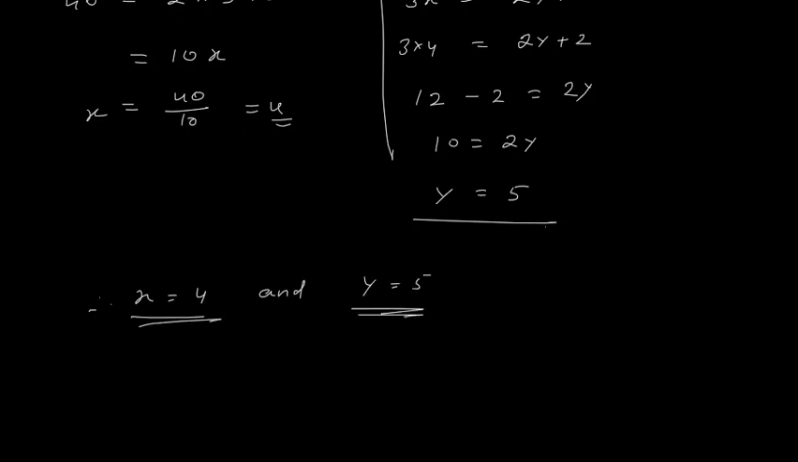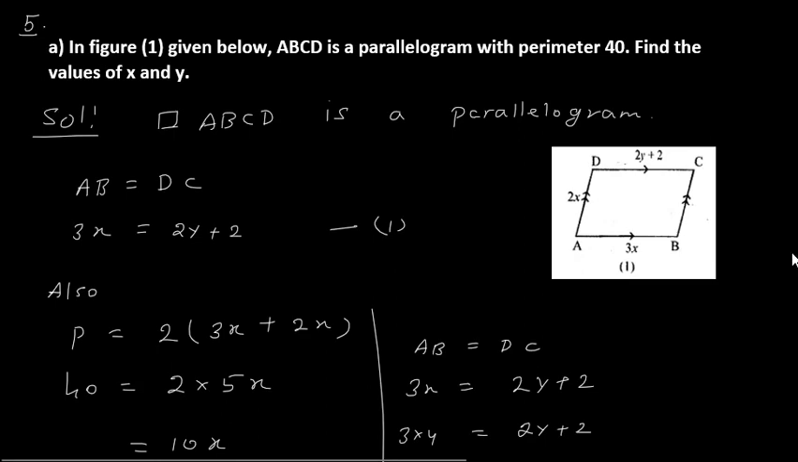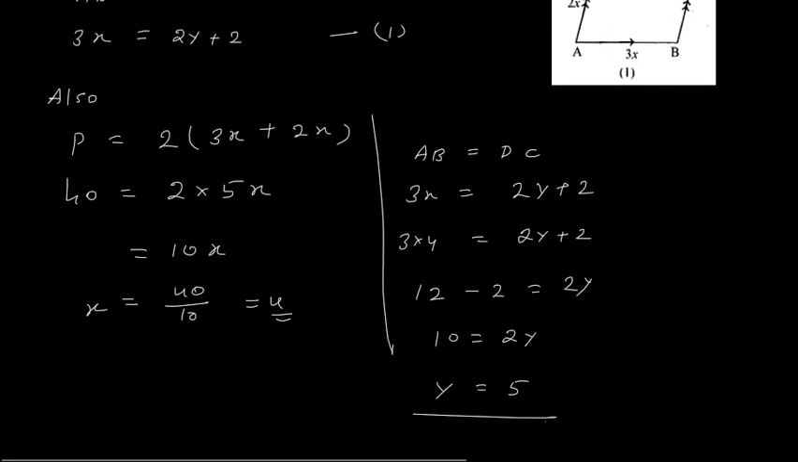So here, first we know the perimeter of a parallelogram is 2 into the sum of any two adjacent sides. And the second property is that opposite sides are equal in a parallelogram. So that property we can use to find the value of y, and the perimeter we can use to find the value of x.